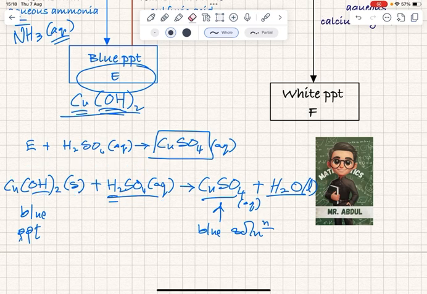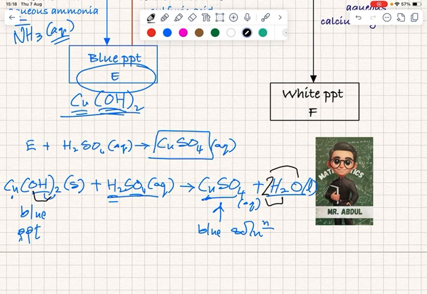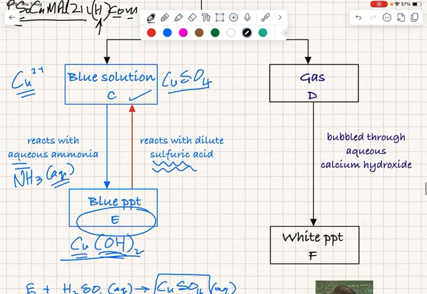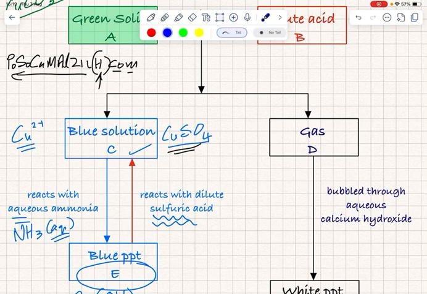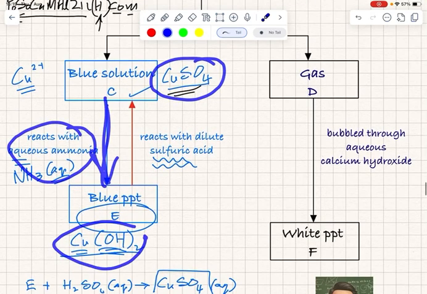Basically, we look at this: copper 1, sulfate 1, hydrogen, this is 2 plus 2, 4, so we have to put 2 here to balance up, so total 4, and then 2 times 1 is 2, oxygen 2, then they'll balance, yeah? Okay, so you get the idea, right? That this is your blue solution C. So blue solution C is confirmed to be copper sulfate, and when we look downwards, it means your copper sulfate reacts with aqueous ammonia to produce your copper hydroxide.